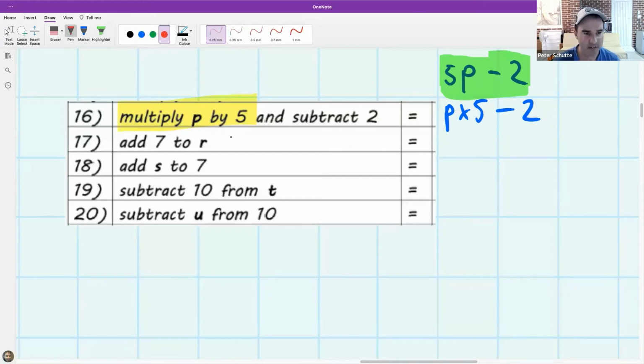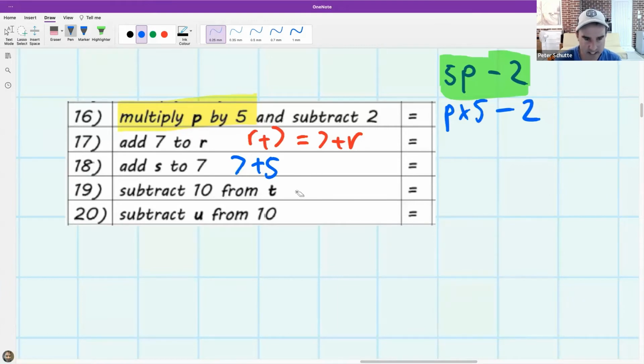Then add 7 to r. The second one is quite straightforward. It's just going to be 7 plus r, or, add 7 to r is actually written r plus 7. But in algebra, r plus 7 is the same thing as 7 plus r, because when you add something, the order doesn't matter. Add s to 7, so 7 plus s would be the answer for 18. But again, in the language of algebra, if you're adding or multiplying, the order doesn't matter. Well, it doesn't matter at all, to be honest.